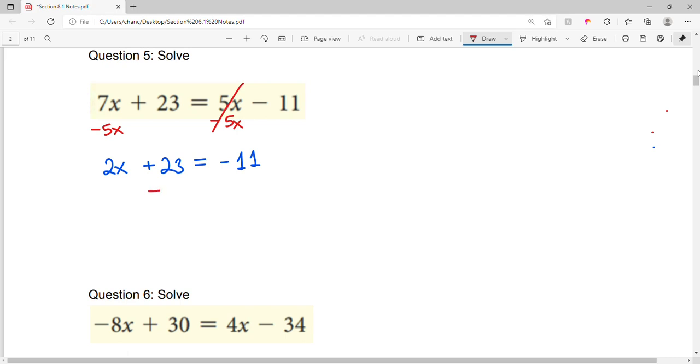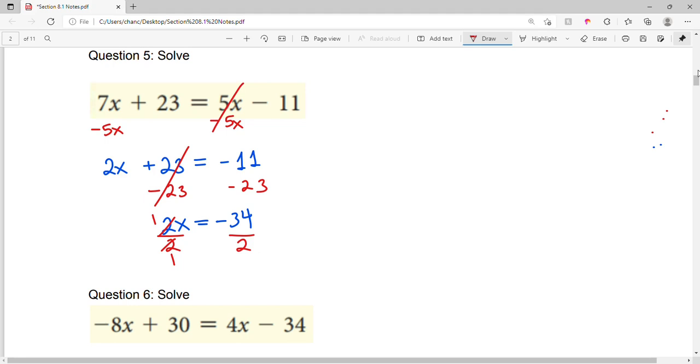To do that, we'll subtract 23 to both sides of the equation, and that makes 23 and negative 23 cancel out. On the left, we just have 2x, and on the right, we'll figure out what negative 11 minus 23 is. That's negative 34. Let's solve for x by getting rid of the 2 in front of the x. To do that, I'm going to divide both sides by 2. The 2 and the 2 divide, and they become a 1.